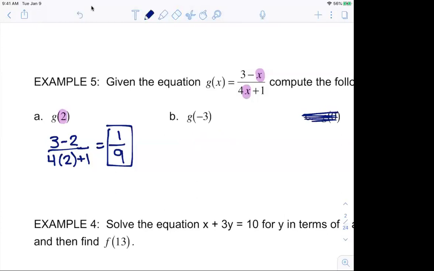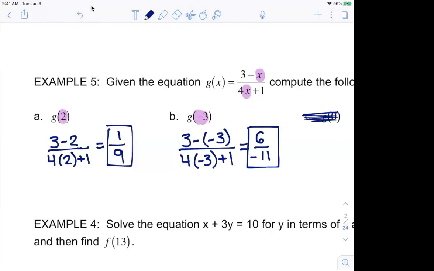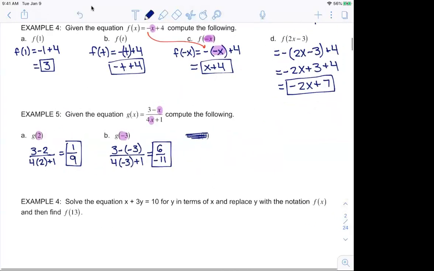All right, so let's go ahead and see if you've got the right answer. So you should be plugging in -3. So (3 - -3) divided by (4 times -3 + 1). The numerator, you have a calculator, but 3 minus -3 is a positive 6. 4 times -3 is -12, plus 1 is -11, and that is simplified. Doesn't really matter where your negative sign is. If you have it on the top, that's fine too, but it's -6 over 11. We're going to skip C because I'm pretty sure we've got the hang of it.